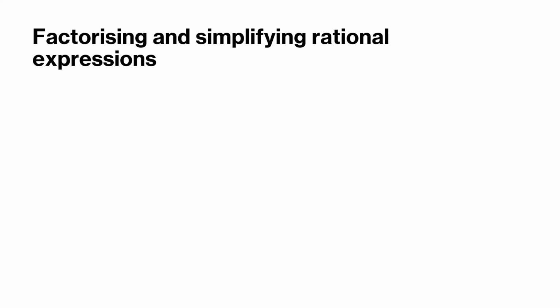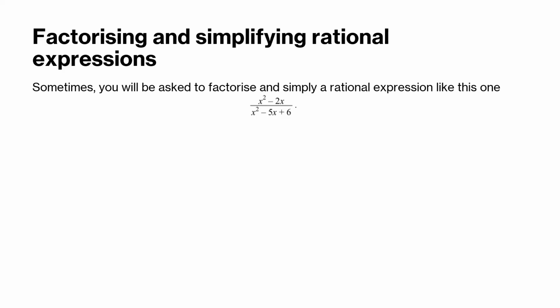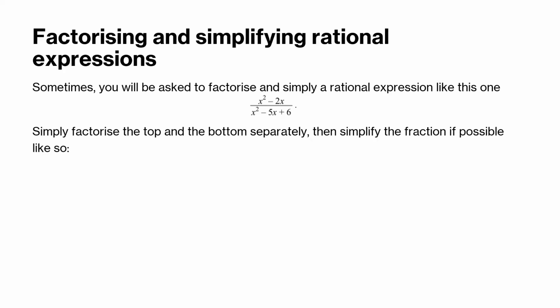Let's talk about factorizing and simplifying rational expressions. Sometimes you'll be asked to factorize and simplify a rational expression like this one, x squared minus 2x, all divided by x squared minus 5x plus 6. Simply factorize both the top and the bottom separately, and then simplify the fraction if possible. Like this. First, x squared minus 2x can be simplified into x brackets x minus 2.